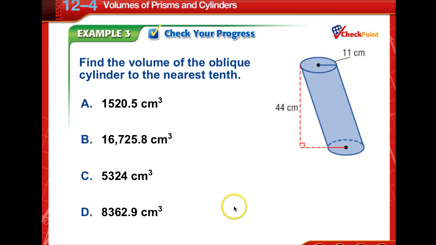Okay, time to check your progress. So pause the video. Again, we have an oblique cylinder, so we can use the volume pi r squared h. Pause the video, then come back and check your answer. So pi times 11 squared times 44 gives us 16,725.8 cubic centimeters.